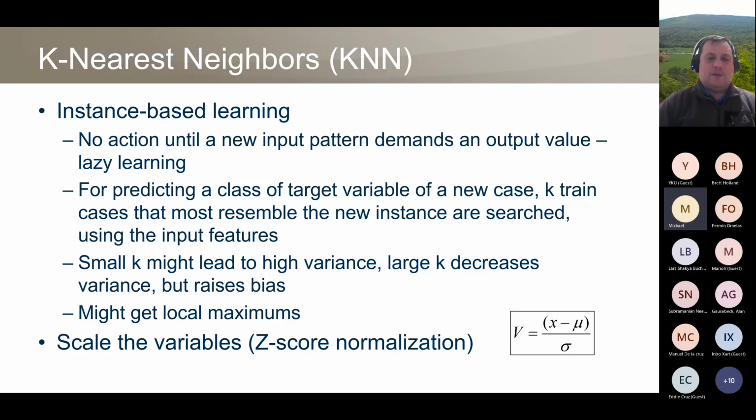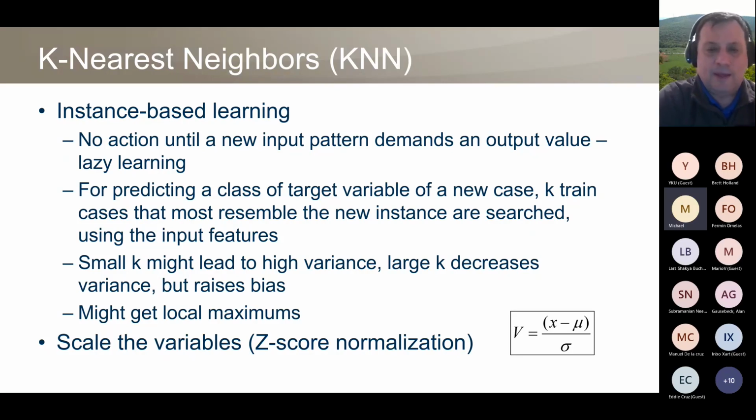A small k means you can have very high variance, a large k decreases variance but kind of raises bias. This algorithm is prone to give you what are called local maximums, values that are more or less randomly very clear, but due to the random position of cases that are kind of accidentally close together.